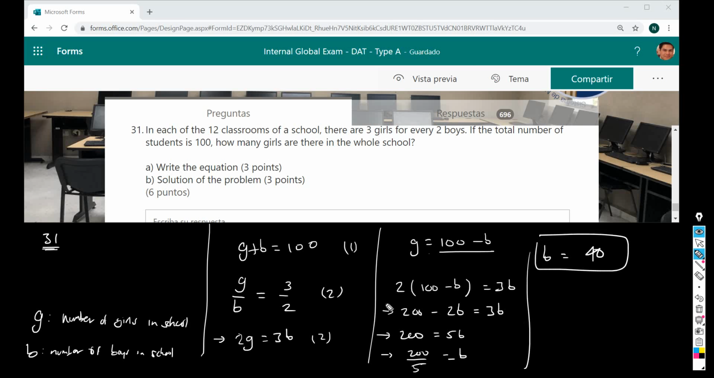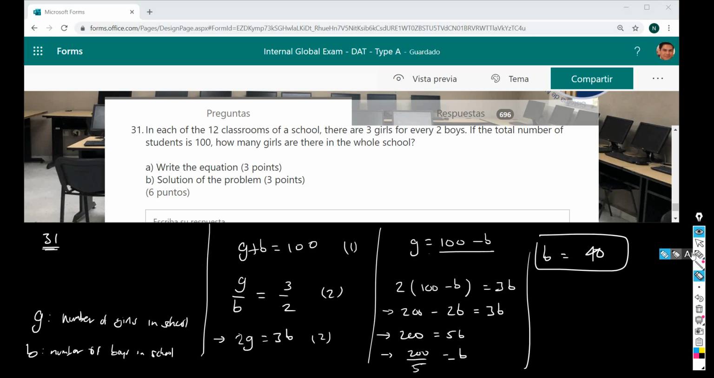That's it. You see, it's a completely logical process. I'm not guessing anything. A lot of people just took guesses. They said, okay, the ratio is 3 girls to 2 boys, and there are 100 students. Then if I say that they are 60 and 40, then, oh yeah, it's the same ratio. And you are right, but you are guessing. This is not exactly a mathematical process. You see, this is a mathematical process.